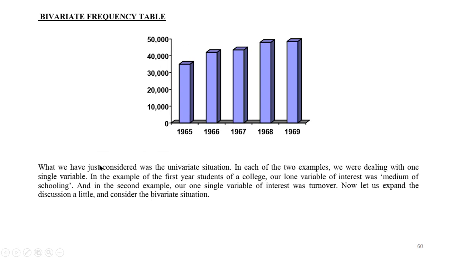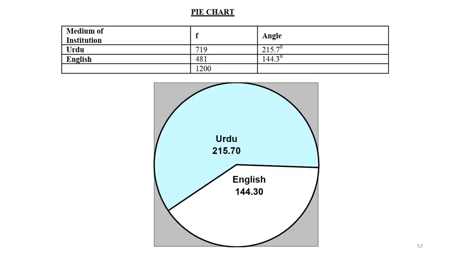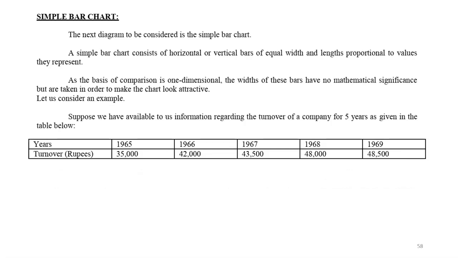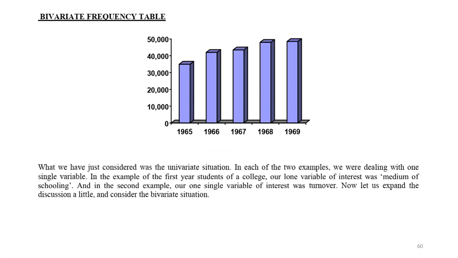Okay, what we have just considered was the univariate situation. This was univariate in each of the two examples that we have discussed. We were dealing with one single variable. In our first example, our variable was the medium of institution, and in the second example it was the turnover. This is the single variable. In the first example of first year students of college, our only variable of interest was medium of schooling. And in the second example, our single variable of interest was turnover.